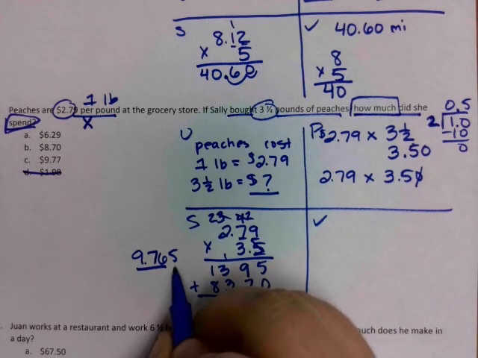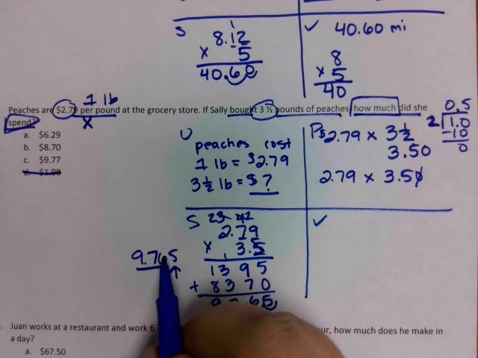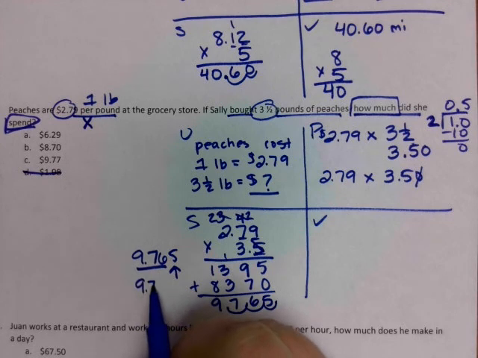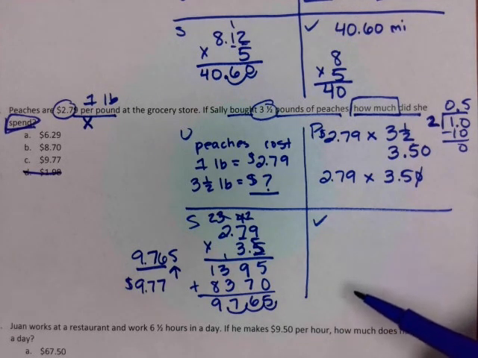So we're going to look at this number, and if it's a 5 or more, we're going to raise the score. If it's a 4 or less, we're going to let it rest. So because this is a 5, we're going to make this one higher, making it 9.77, which is our total amount for 3.5 pounds of peaches. So let's see if that is reasonable.